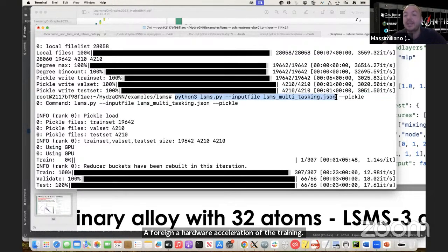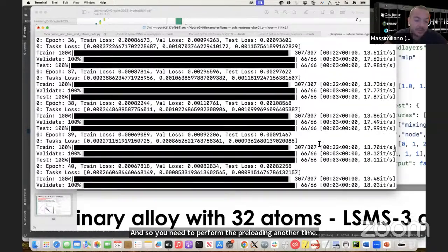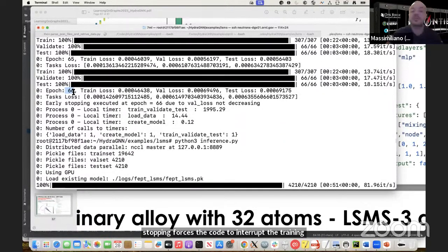I am again specifically indicating that the input file to be loaded is LSMS multitasking.json. But for multitasking, you don't necessarily need to do this because this is already the standard value. I am preloading the data, and you need to preload the data again. You cannot reutilize the data as you did for the single task learning, because now there are additional columns in data.x that need to be retained within the data structures. So you need to perform the preloading another time. Then you kick off the training. And now the early stopping forces the code to interrupt the training after 66 epochs, because it realizes that the validation loss function is not diminishing anymore.